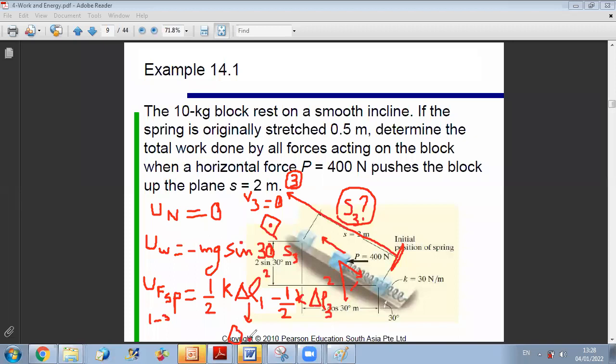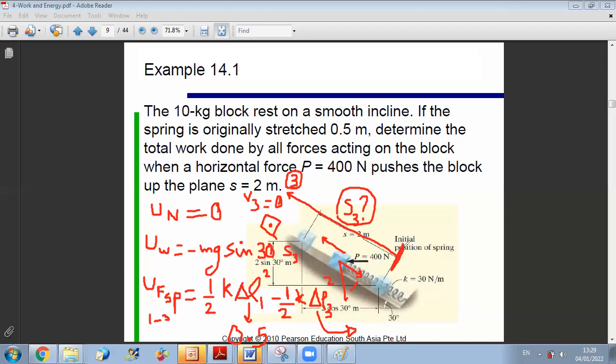Who will tell me? What is the value of delta L3? Zero. No, look, give zero, guys.